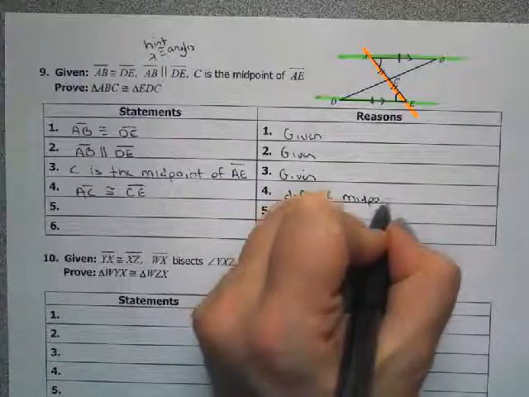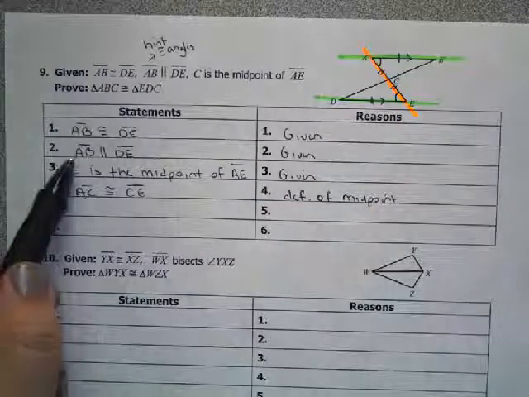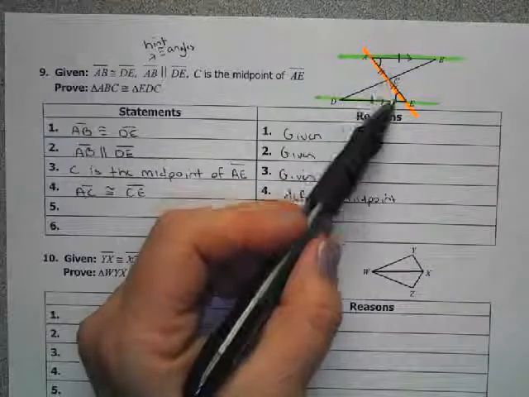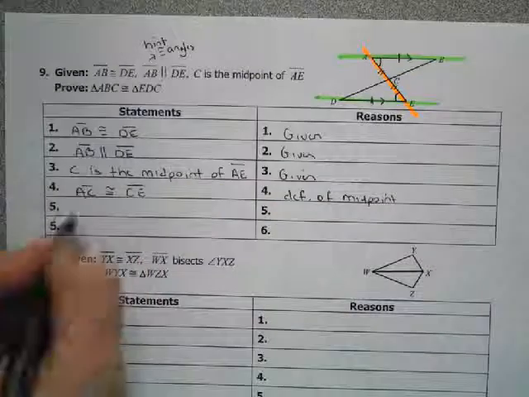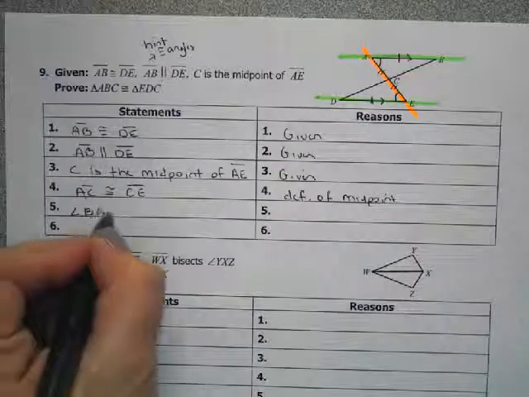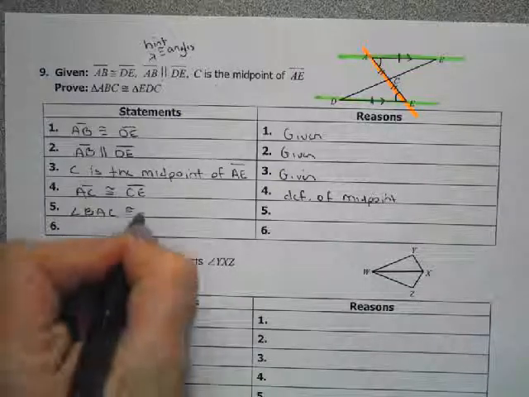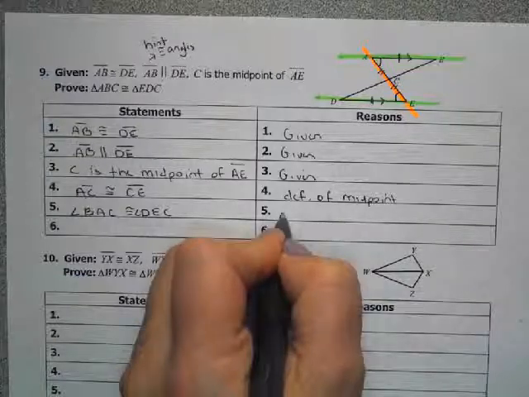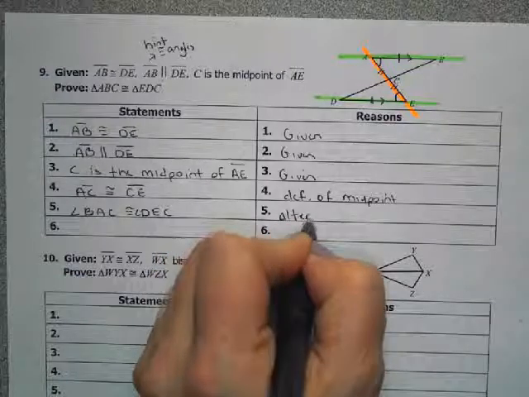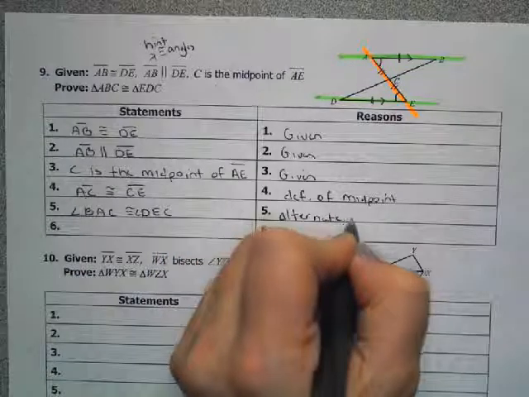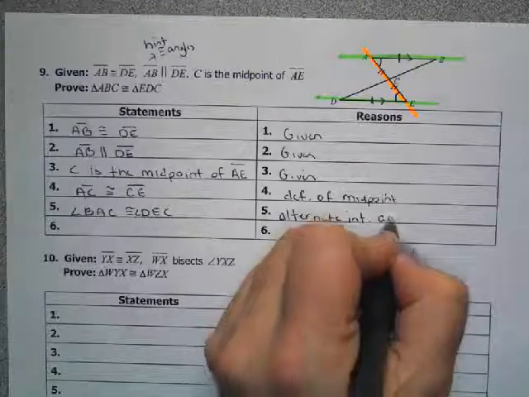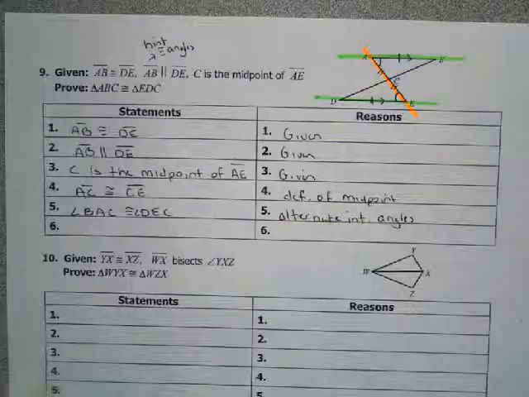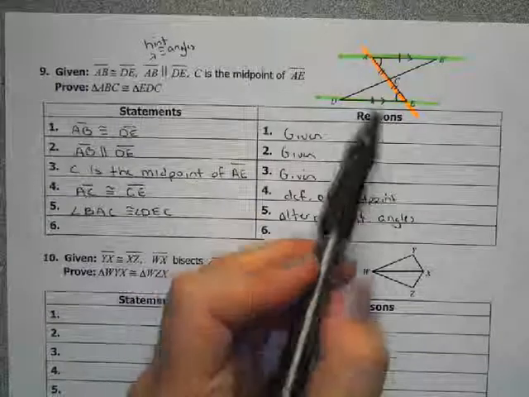And then we can go back to the parallel, and I marked the alternate interior angles, so angle BAC and angle DEC, and that's by alternate interior angles. And then that's enough to show side, angle, side.